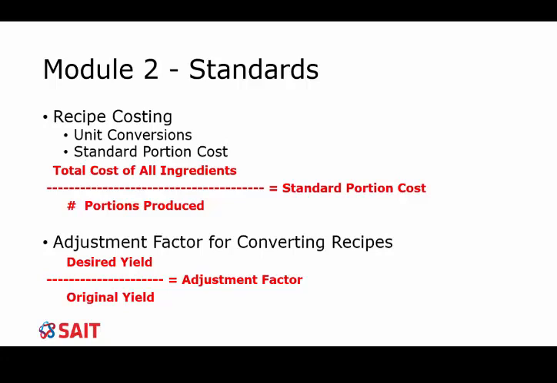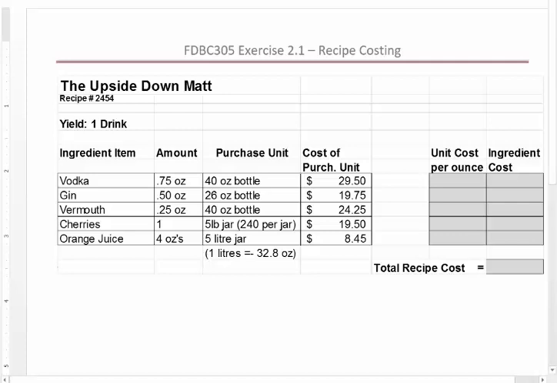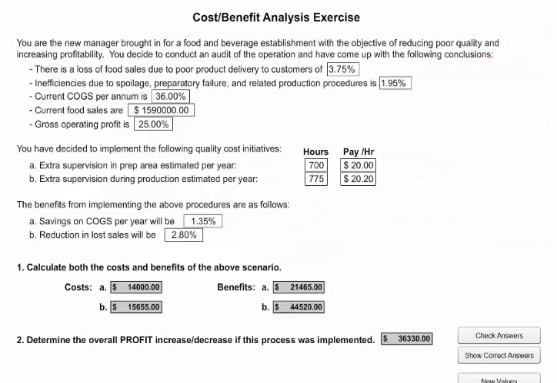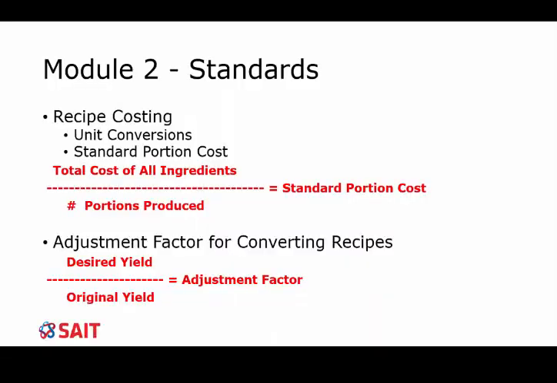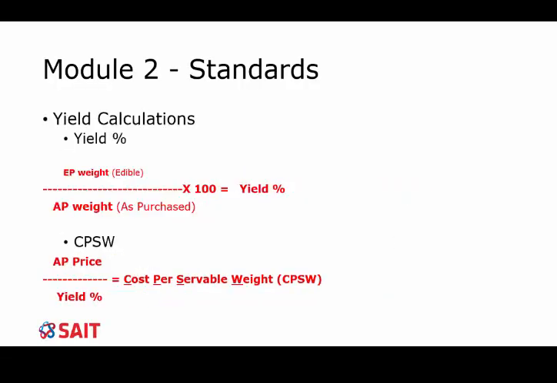We did a couple different things here all around recipes. You may remember our upside down mat. It's a popular drink at the gate, where we did some calculations to understand what one drink would cost us. We did this in Flash as well, with our cashew chicken. Certainly a much larger recipe, but the process is exactly the same when we're calculating and doing our conversions.